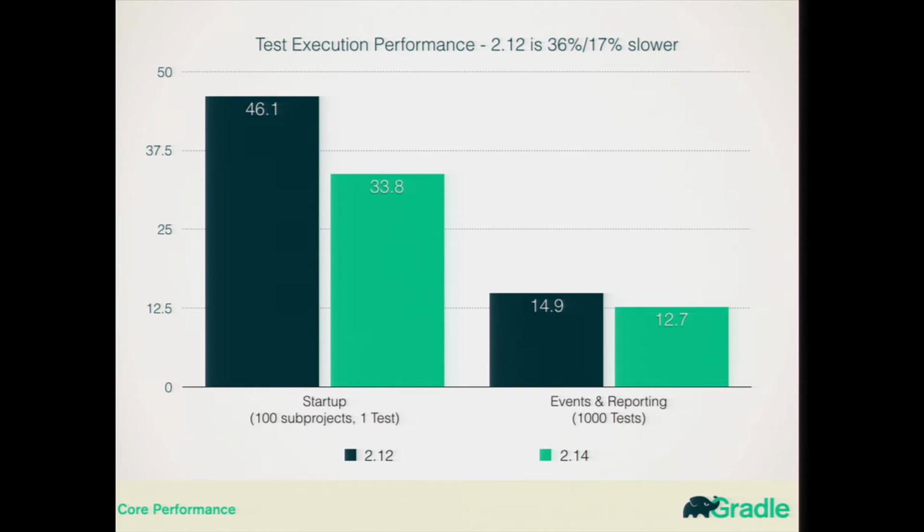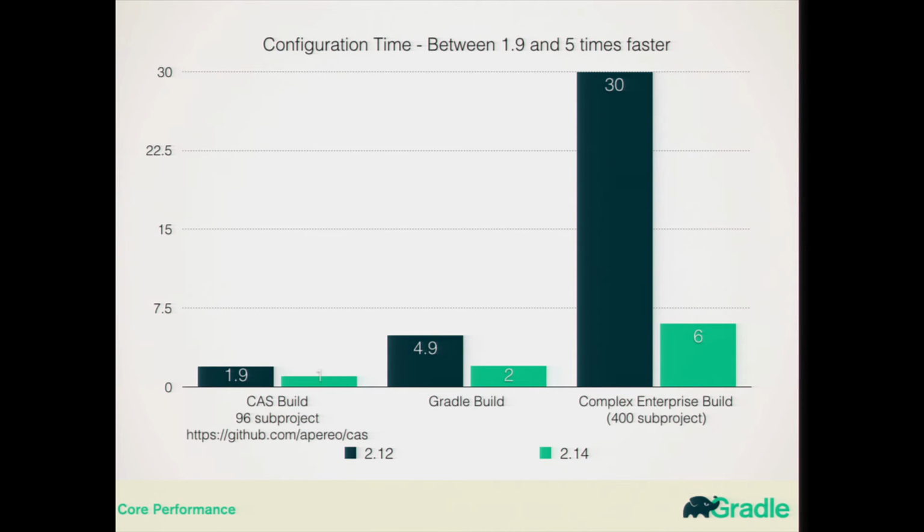And yeah, now I would love to have some drum rolls. The Gradle configuration time, thank you, has improved significantly, right, between 2.12 and 2.14. I have 3 numbers here. The first is an open source project, 96 sub-projects from a fairly standard build. We improved configuration times by a factor of 2.